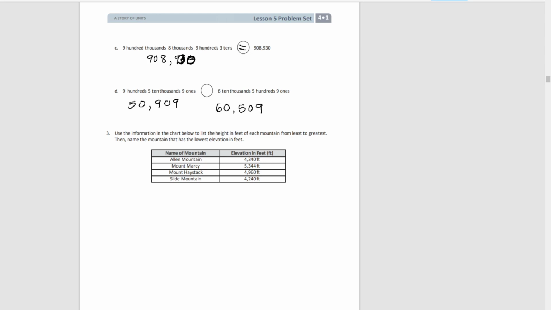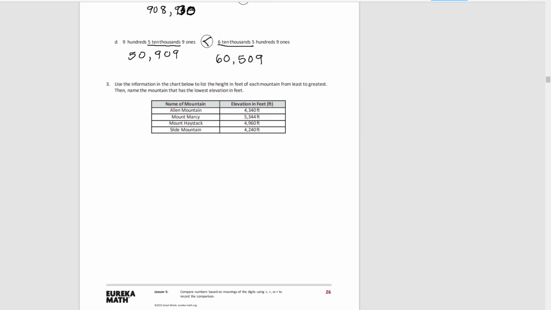Comparing the place values, there's 5 10,000s here, 6 10,000s here, so 6 is greater than 5. So 900s, 5 10,000s, 9 ones is less than 6 10,000s, 500s, and 9 ones. You also could have just picked out the largest place values and compared them. That's another strategy. 5 10,000s is less than 6 10,000s. Either one works as long as you can justify your answer.